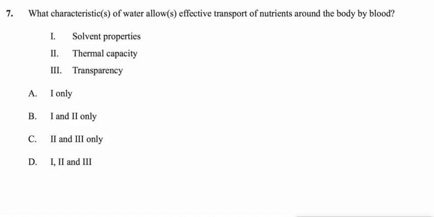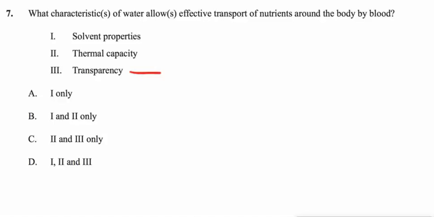Okay, what characteristics of water allow effective transport of nutrients around the body by blood? And you have three options here: solvent properties, thermal capacity, or transparency. So you've probably learned about this before. You should remember it from the very beginning of the school year if we did it by syllabus order.